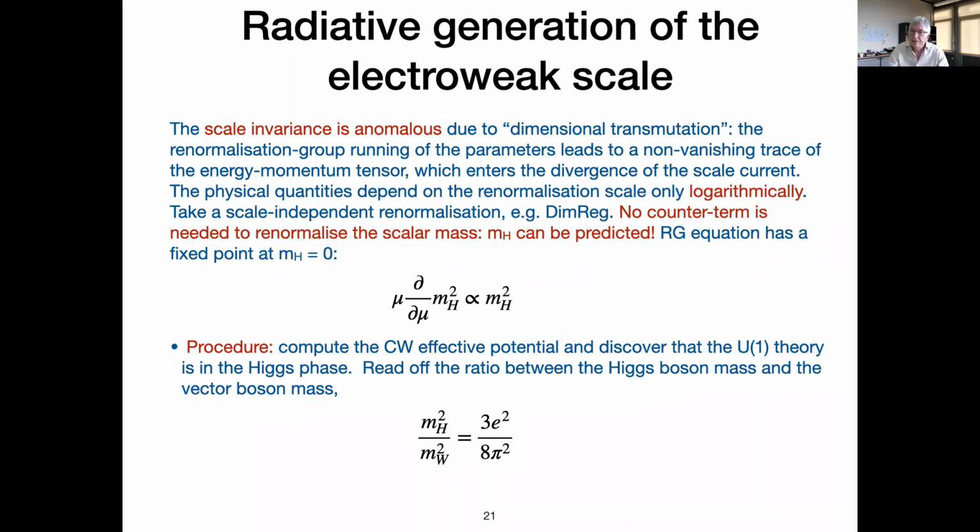The physical quantities which show up there depend on the renormalization scale only logarithmically. No counter term is needed to renormalize the scalar mass. And this means that the Higgs or scalar mass can be predicted in this type of theory. So how do we see that at the level of RG equations? If you write the RG equation for the scalar mass, the derivative of the scalar mass is proportional to itself. So MH equal to 0 is a fixed point, and no counter term is needed for MH, and therefore MH can be computed.